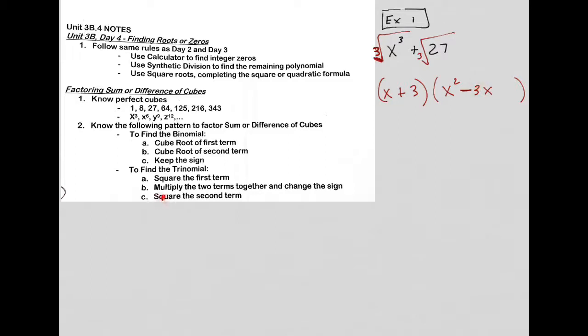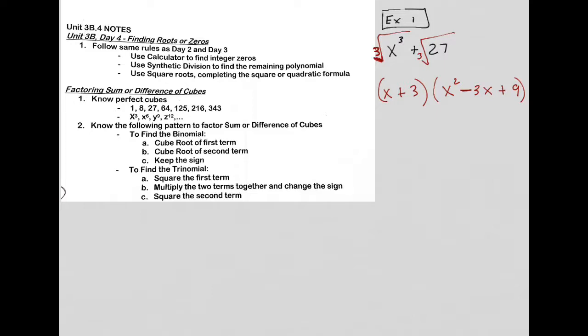And then the last one is square the second term. So everything is based off of this one. So we're going to square that term. 3 squared is 9. Plus 9. And really, that's it, folks. That's how you do it.